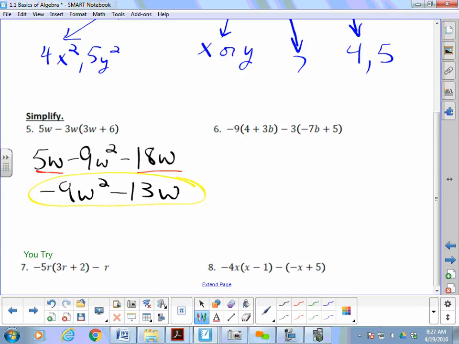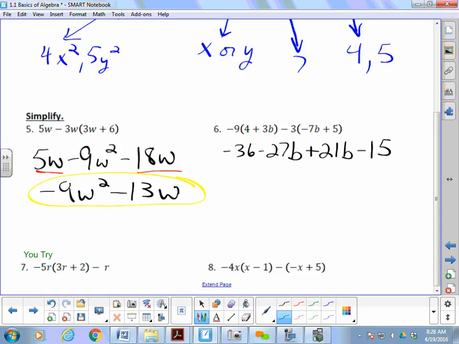All right, number 6. All right. First, we look in the parentheses. Can we simplify anything inside the parentheses? 4 plus 3b, not like terms. Negative 7b and 5, not like terms. So we can't simplify anything there. So we're going to multiply. Distributive property, negative 36 minus 27b plus 21b minus 15.